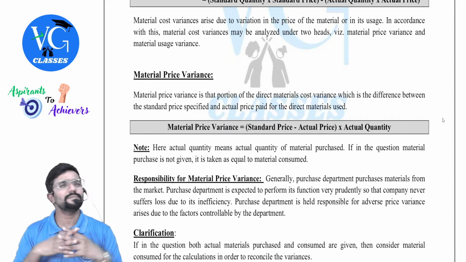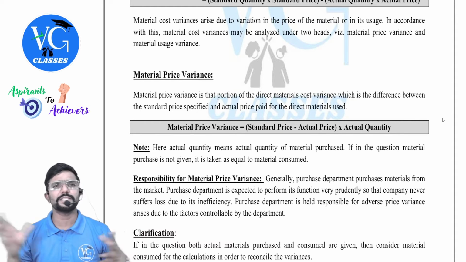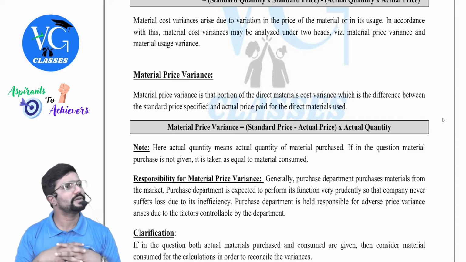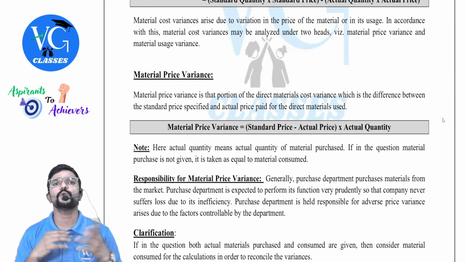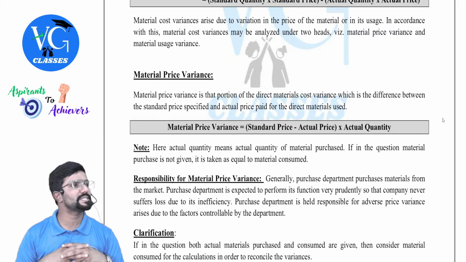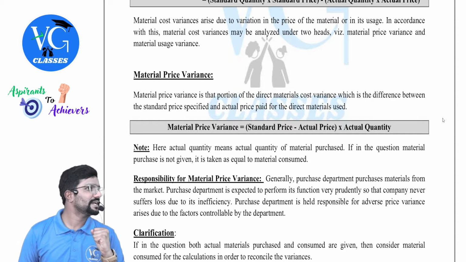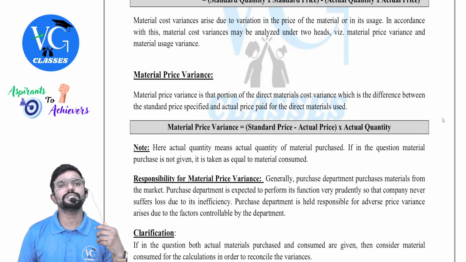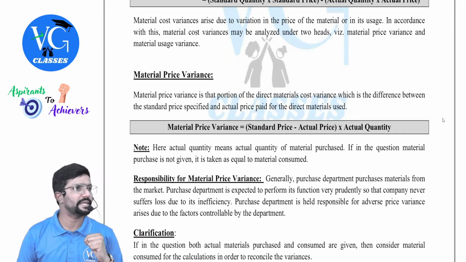So if you ask me, sir, this actual quantity should be purchased or consumed? Purchased. But sometimes they will not give it separately, purchase separately, consume separately. In that case, assume both are equal. No opening stock, no closing stock. Assume what is purchased is equal to consumed. Clear? Yes. And so what if both are given? What should we use? I will give that clarity.